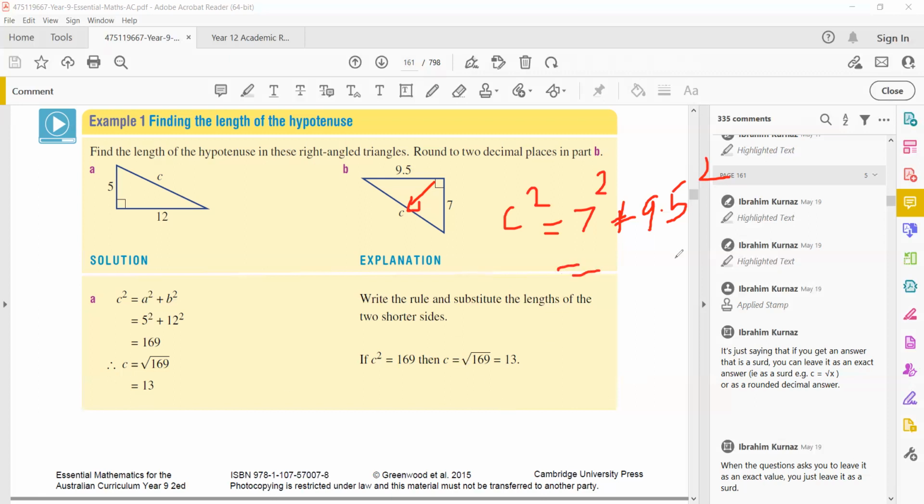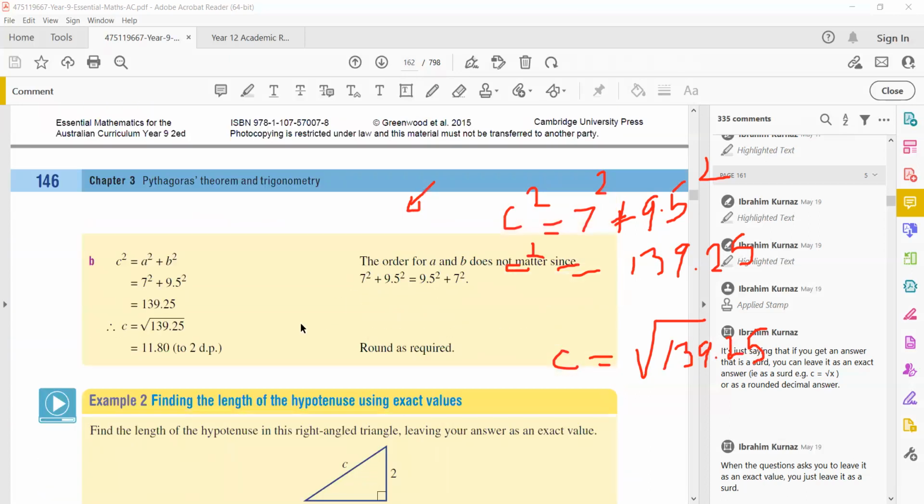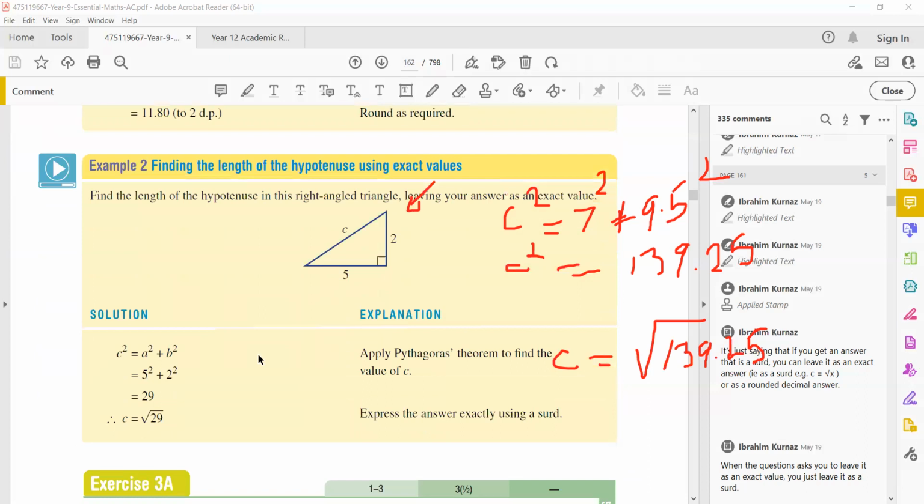Okay. It says 139.25. Okay, can you get the square root of that? 11.80. Yeah, for 2 decimal places, 11.80. Yeah, you are correct, right? Okay, that's good. This is the same.